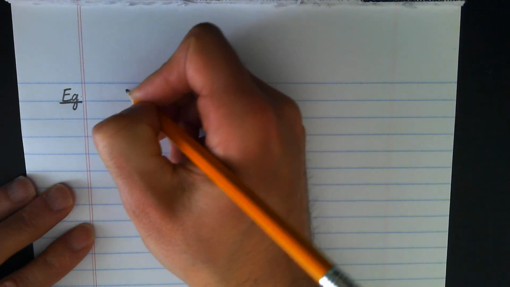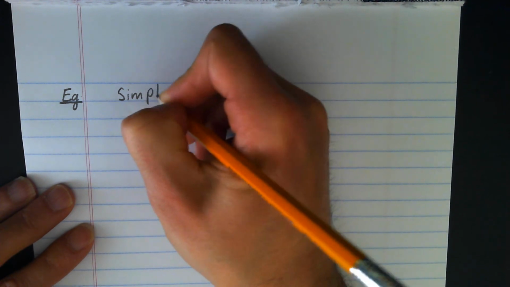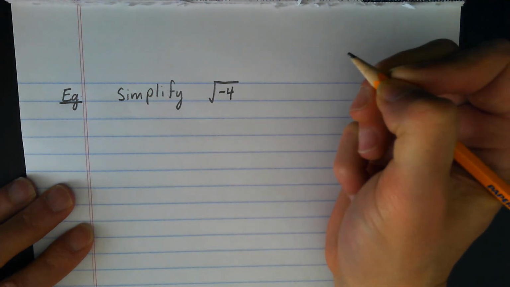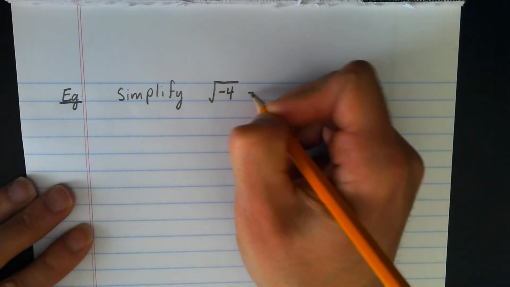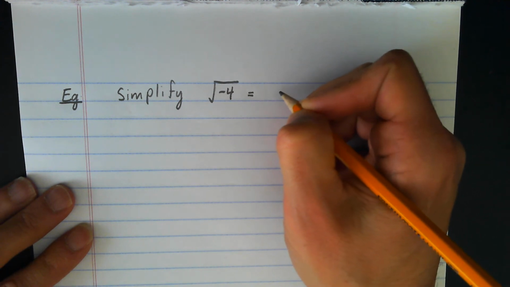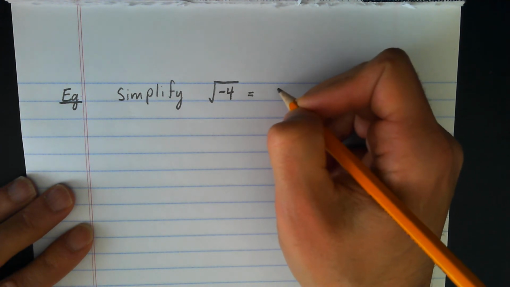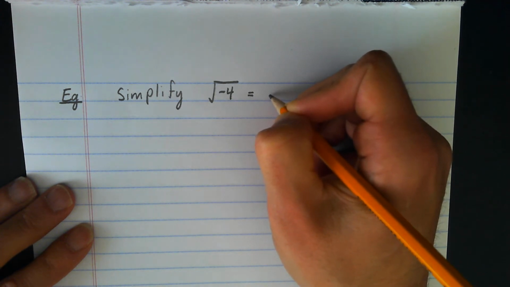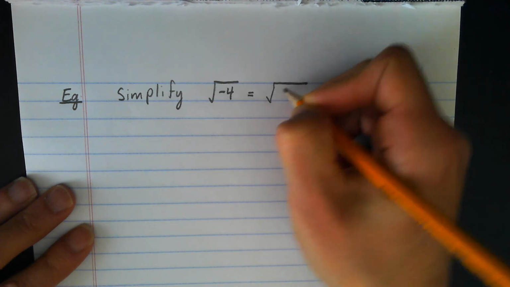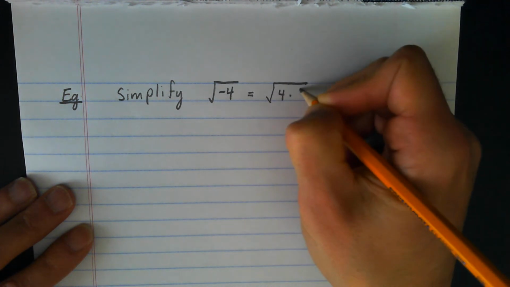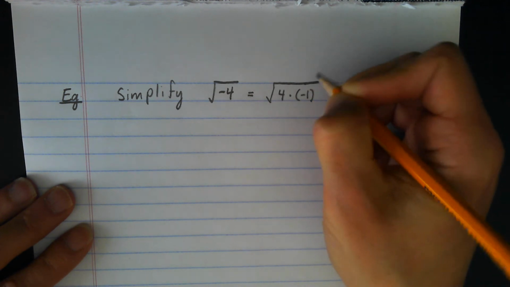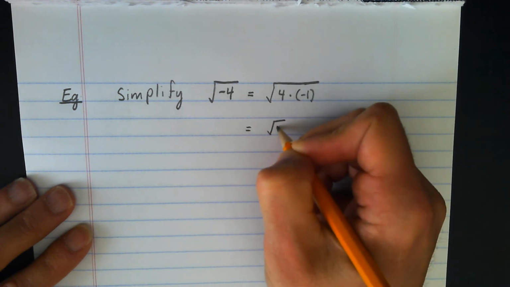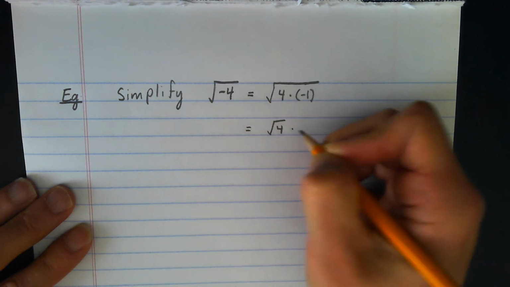So, for example, let's simplify. Let's do the square root of minus 4 and see what happens. Well, I could rewrite this as 2 perfect squares now, in fact. The textbook might take a different spin here, but I'm just going to write it like this. So this is equal to the square root of 4 times minus 1. And now I can break it into 2 radicals. This is equal to the square root of 4 times the square root of minus 1.